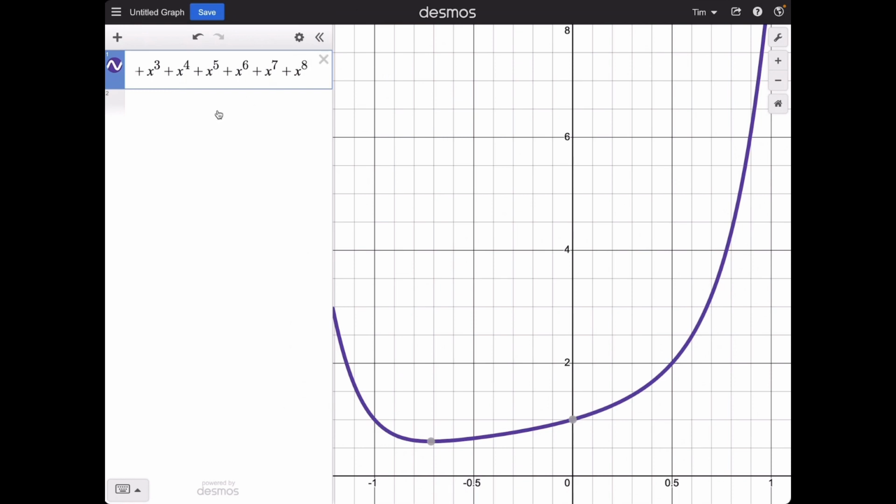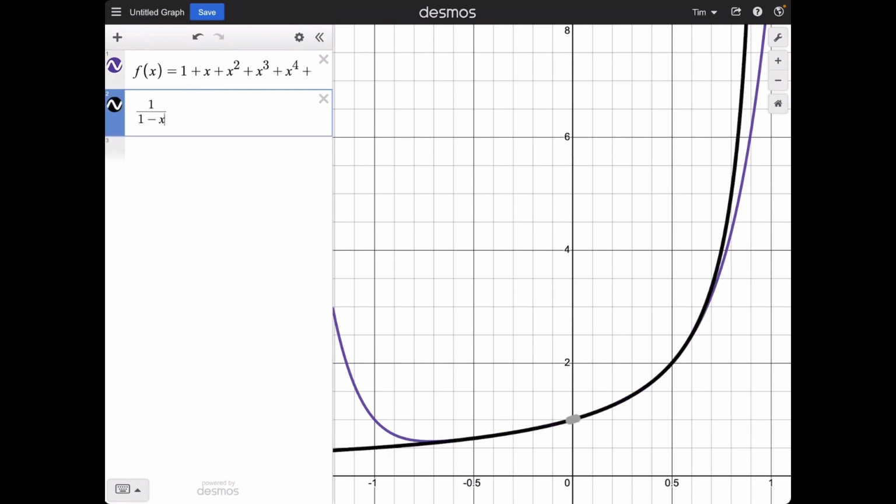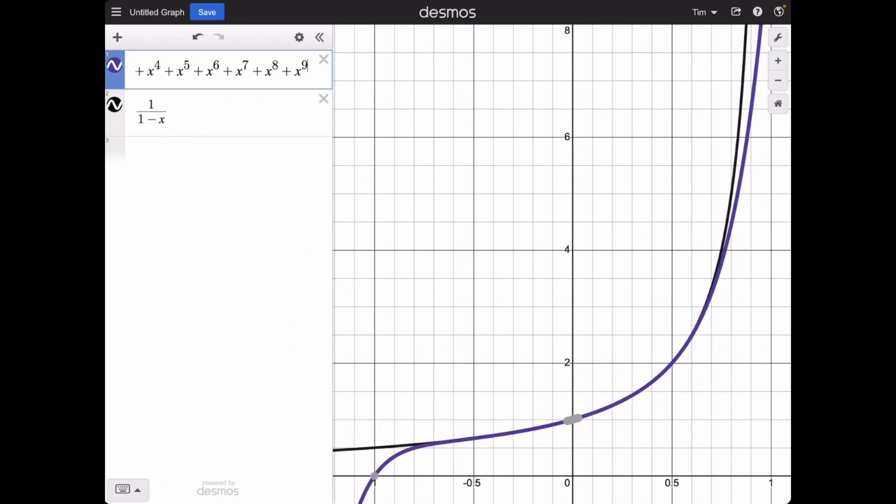And I can tell you what it's matching up with. It's matching up with the function 1 divided by 1 minus x. Look how close that is. The function 1 over 1 minus x looks really close to this polynomial that we just plotted, especially when we're close to x equals 0. And as I take more terms for the polynomial, it will look more and more like that function.